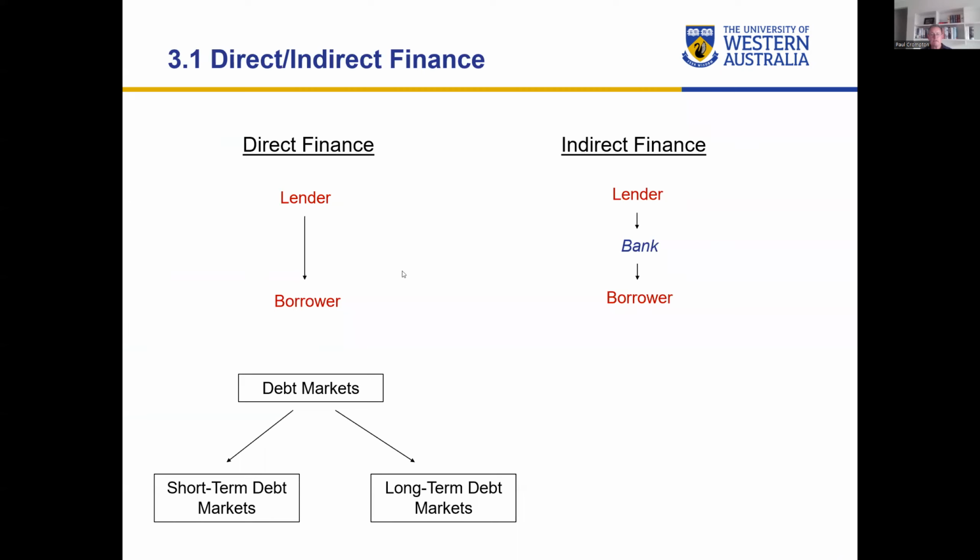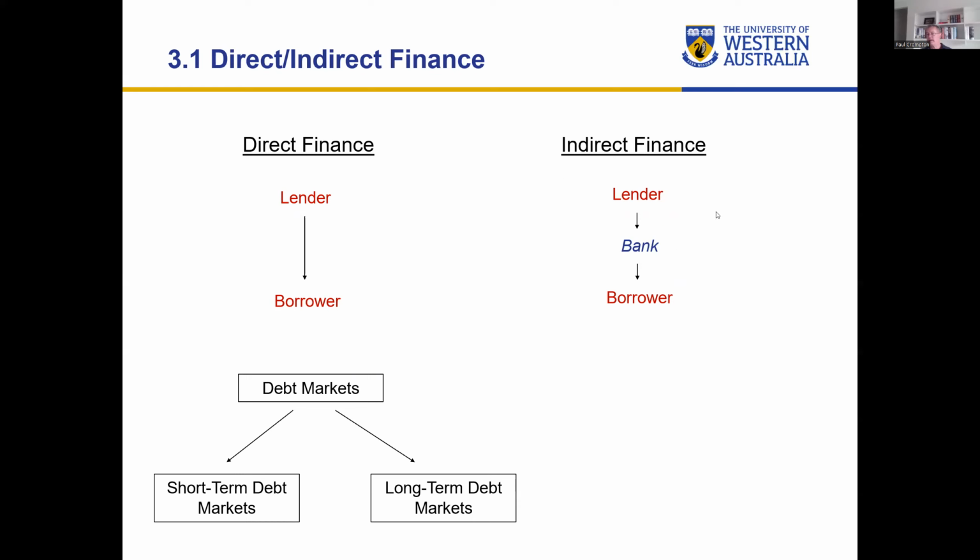So the first topic here, 3.1, we're looking at the difference between direct and indirect finance. Let's start off with indirect finance. This should be fairly familiar to you because what we've got is a lender lending money to a borrower, so a lender lending money to a borrower through a bank.